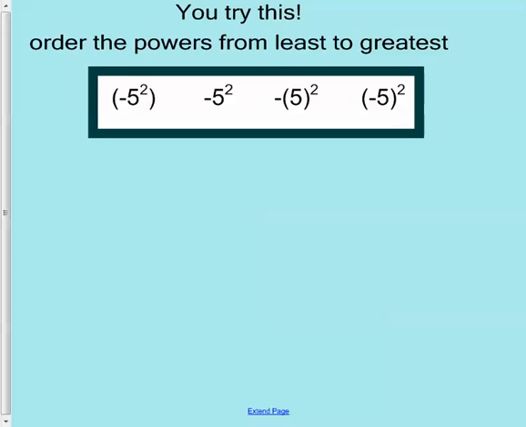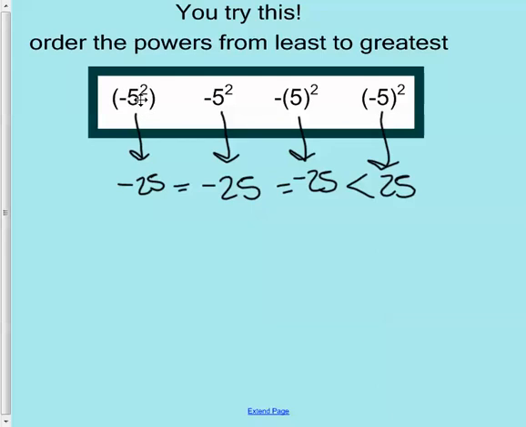All right, make sure that you've paused the video and you have a red pen to check your work. I'm going to show you what I did here. This is a -5 squared. It's in a parentheses, but the 2 is not outside the parentheses. So I'm still squaring the 5 first and bringing down the negative. Same thing here and same thing here. The only one that is an actual -5 and then is squared is this one right here. So these guys are equal and he is the greatest.